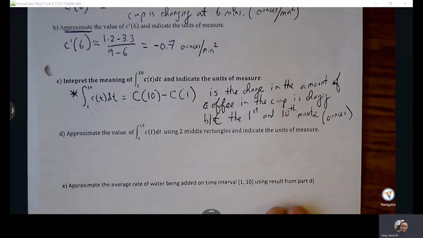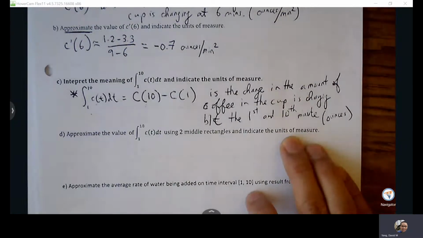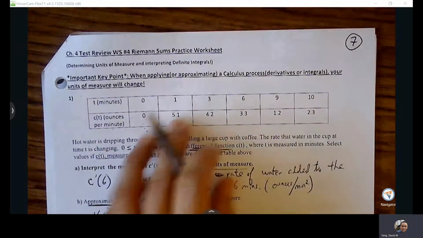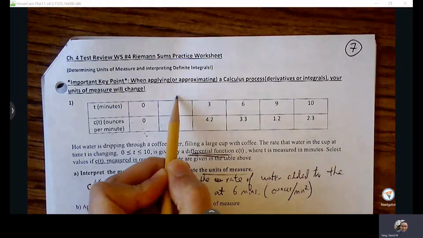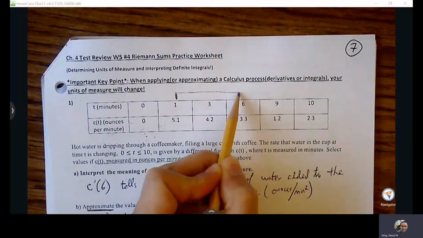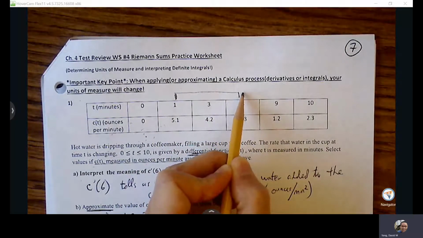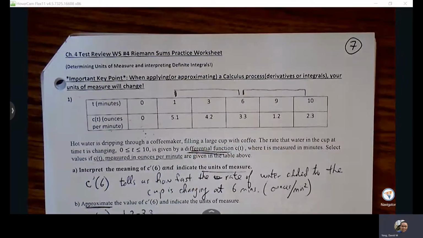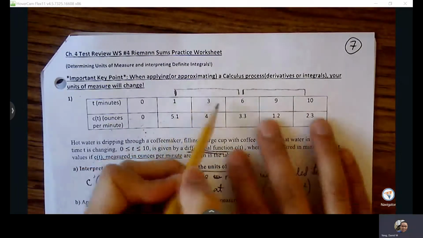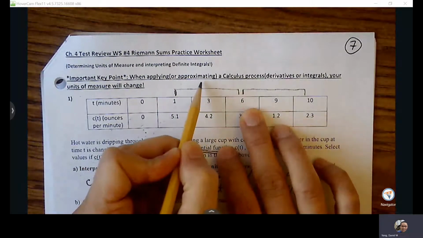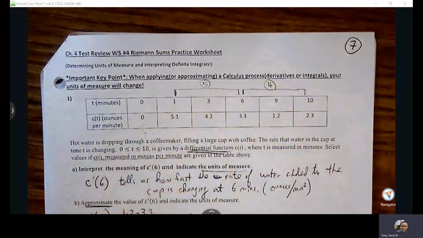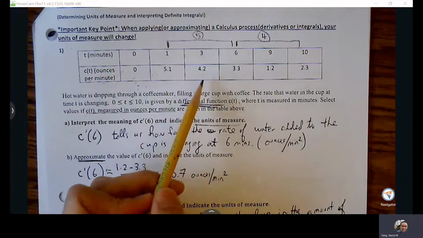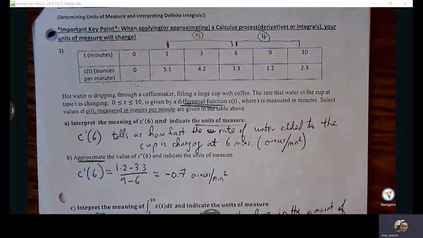So now part D, we're going to approximate using two middle rectangles, okay, between 1 and 10. So we're going to do what we did on the quiz, where we separate into two subintervals, right? We always go from the middle of the ordered pair to the middle of the ordered pair of the next one, and then we are always going to overlap with the previous interval. Okay. So two middle rectangles here, 6 minus 1, that's a width of 5. 10 minus 6, that's a width of 4. So now we do width times height. 5 times 4.2, 4 times 1.2.